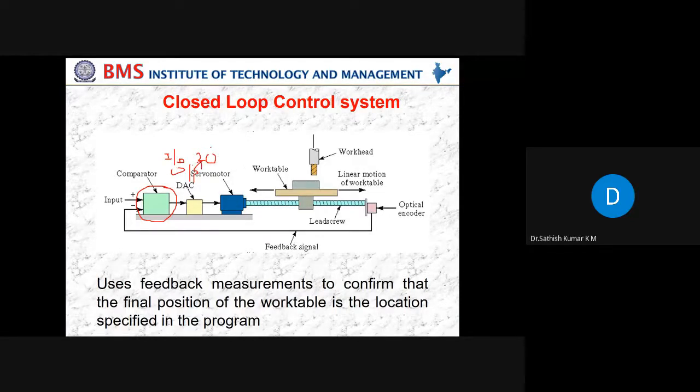If there is any error, it is appropriately adjusted to make sure that the movement is always the exact one. Now if you are not going to use a closed loop control system, it is not possible for you to understand whether you have moved to the required point or not. So this is a very important one.